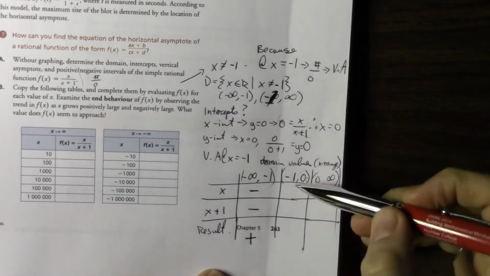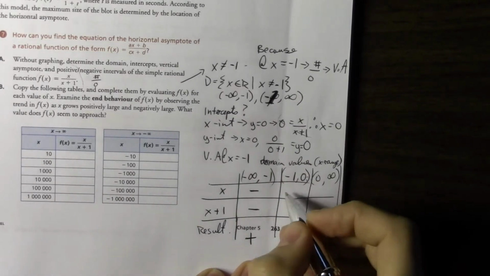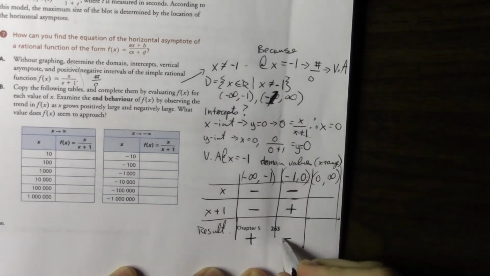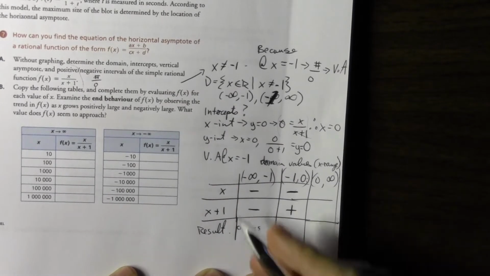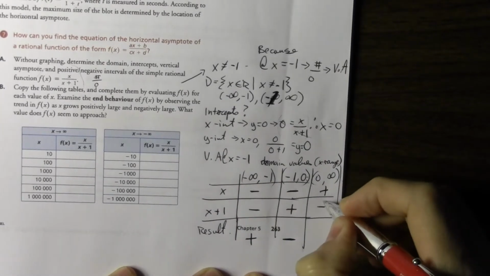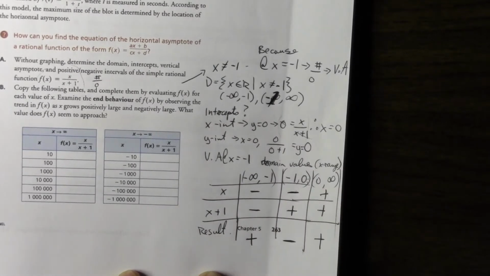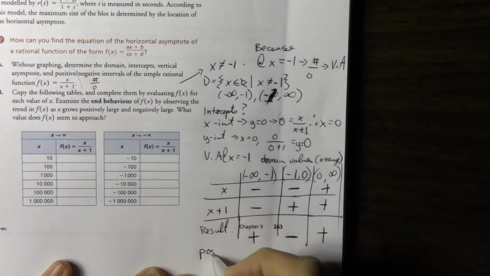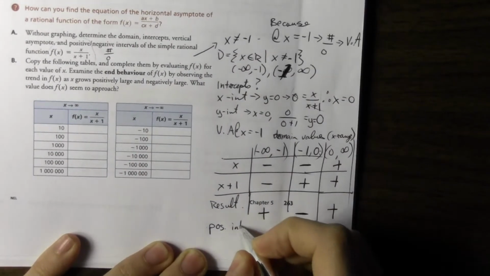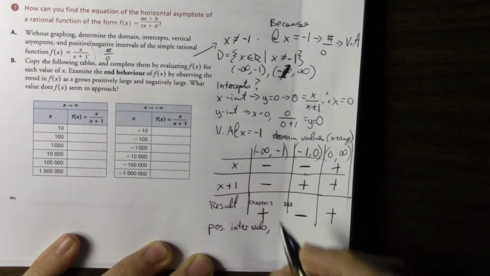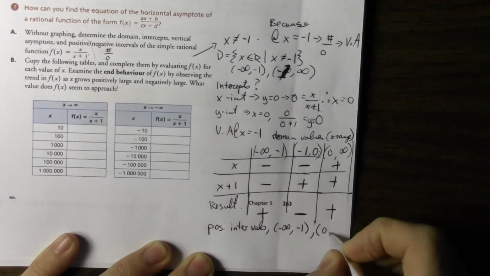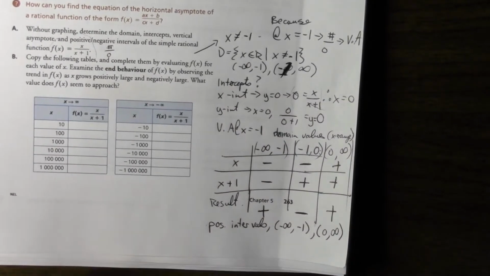In the case between negative 1 and 0, this is going to be negative, this is going to be positive. When we divide a negative by a positive, we get negative. And finally, this is positive, this is positive, this will be positive. So therefore, our positive interval is from negative infinity to negative 1 and from 0 to infinity.